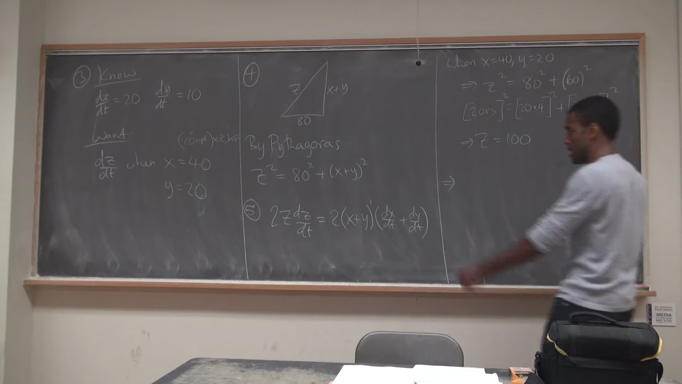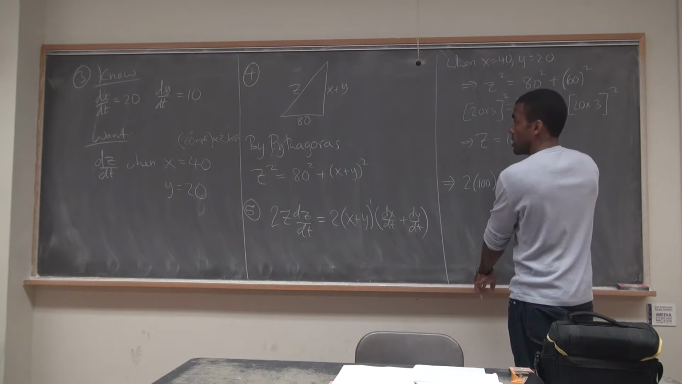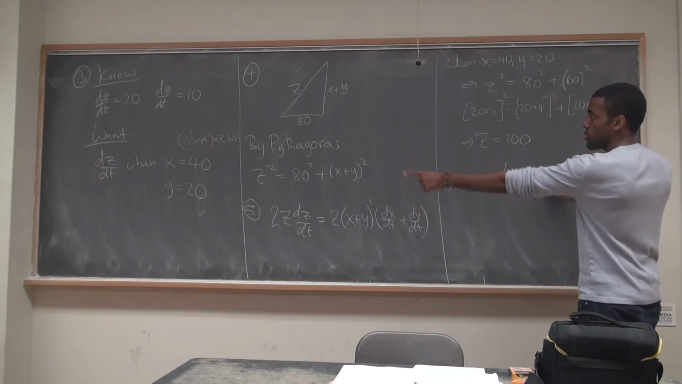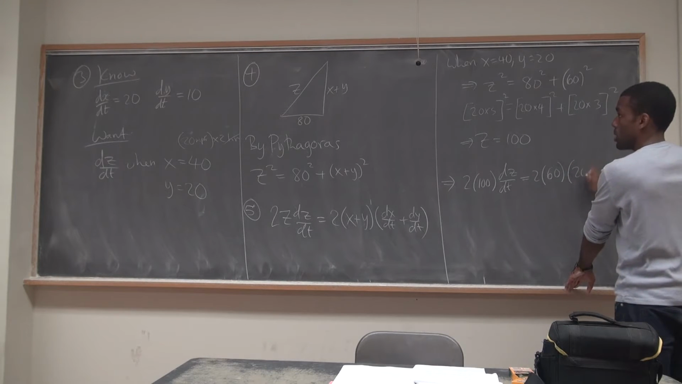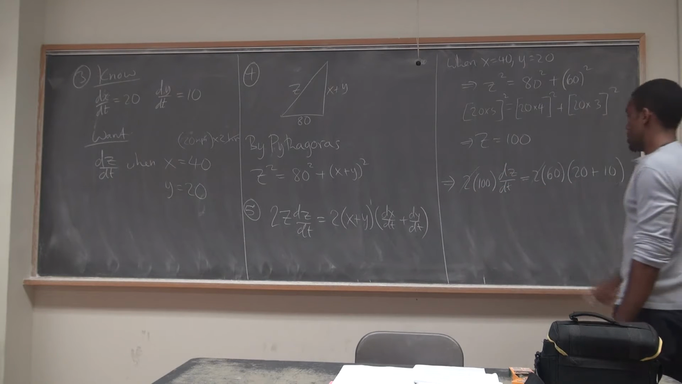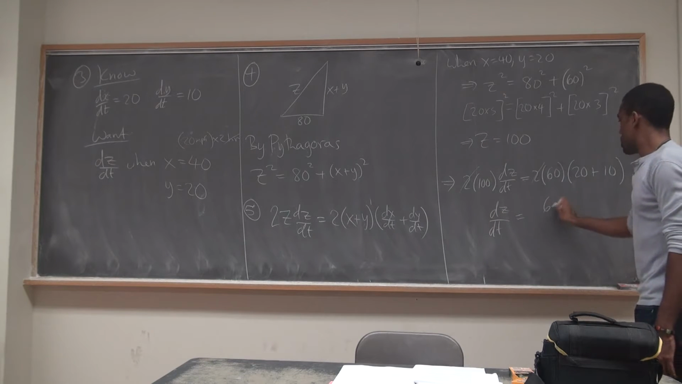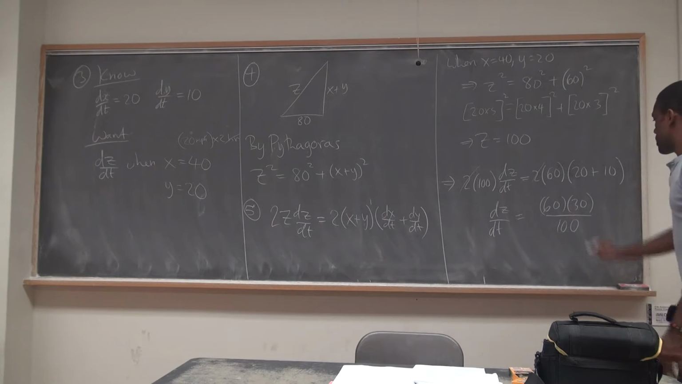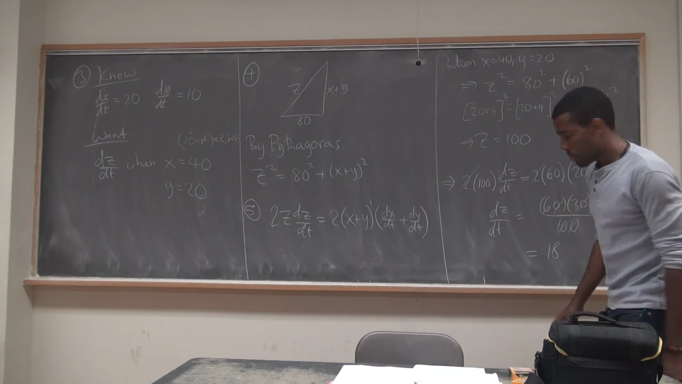So then I'm going to plug that in here. I have 2 times 100 dz/dt equals 2 times x plus y, which is 40 plus 20, that's 60, times dx/dt, 20, plus dy/dt, which is 10. The 2's cancel. And so I have dz/dt is going to be 60 times 30 over 100. So that's 18 miles per hour.